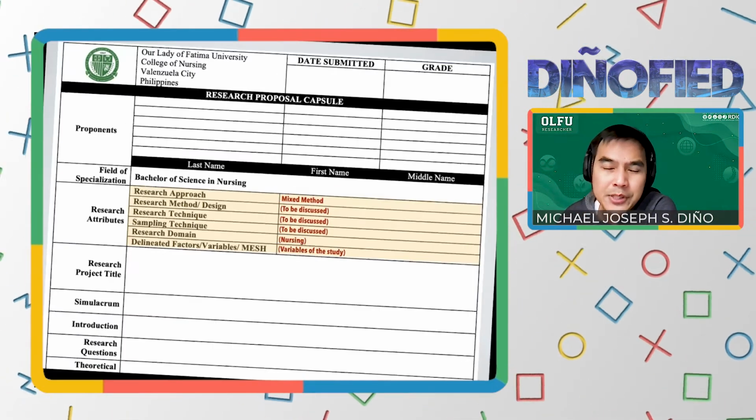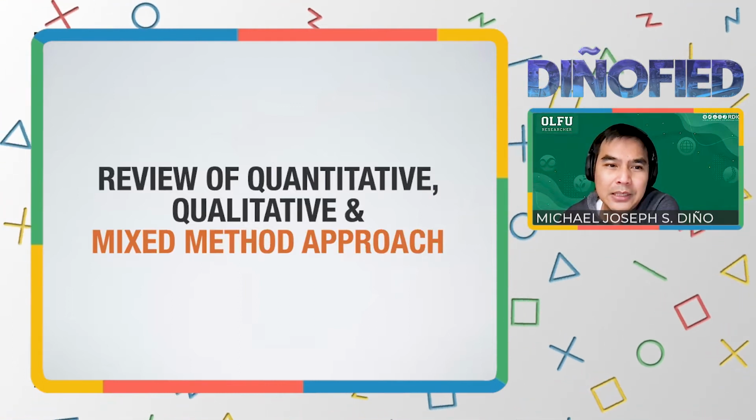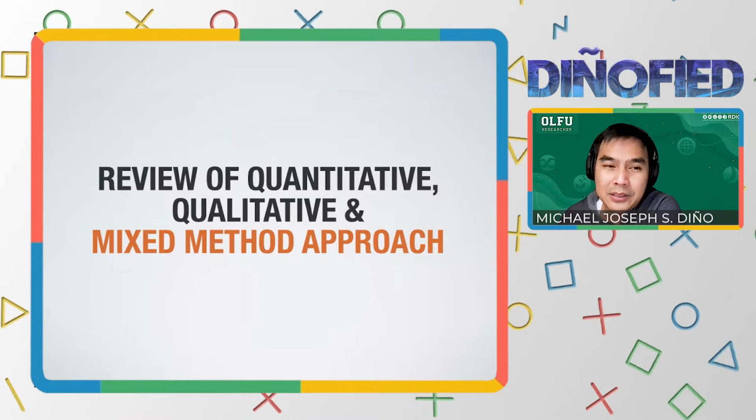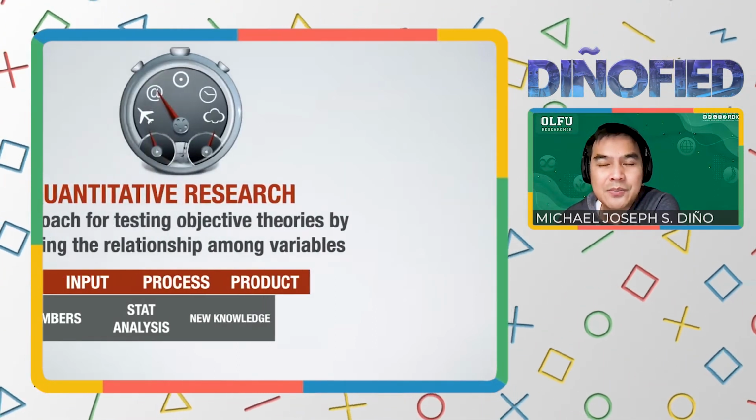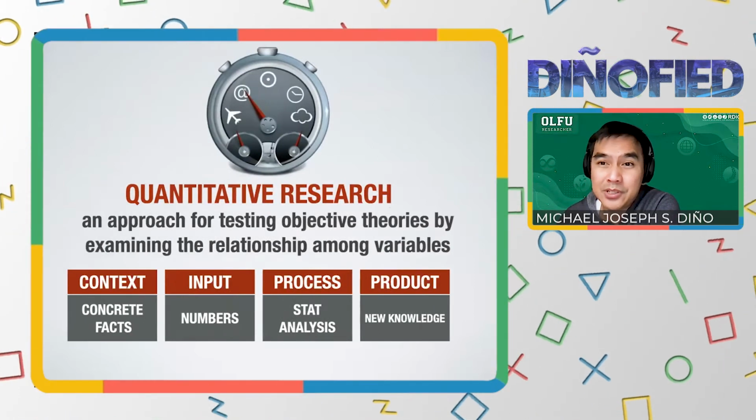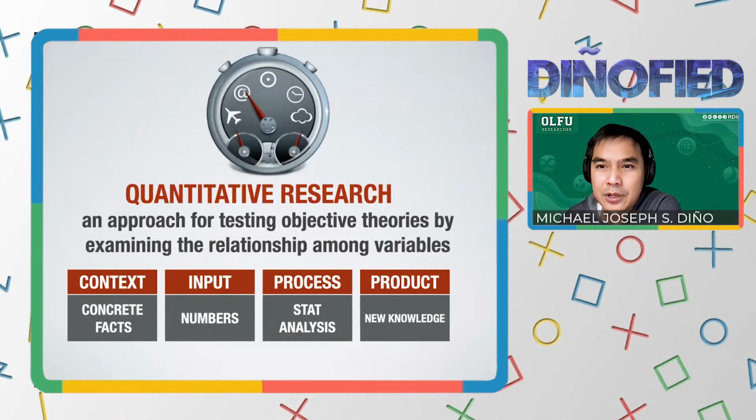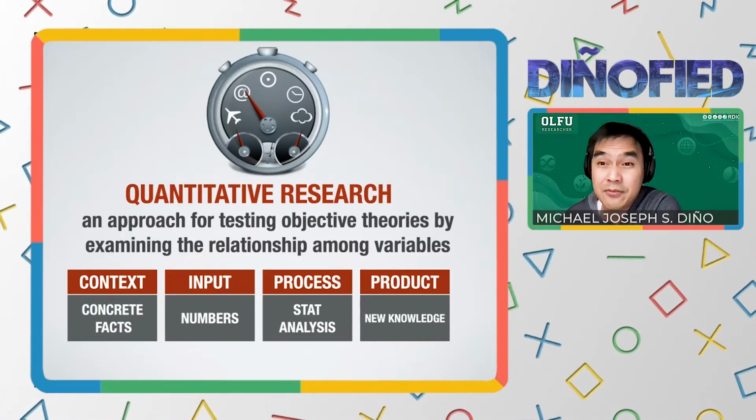But before we proceed with our topic, let us have a review of our quantitative and qualitative research and a combination of both, the one that we're calling the mixed method approach now. We discussed previously that in research we have two approaches. First one is quantitative research. When we say quantitative research, we are working on numbers. We convert everything to numbers, just like, for example, the usual survey.